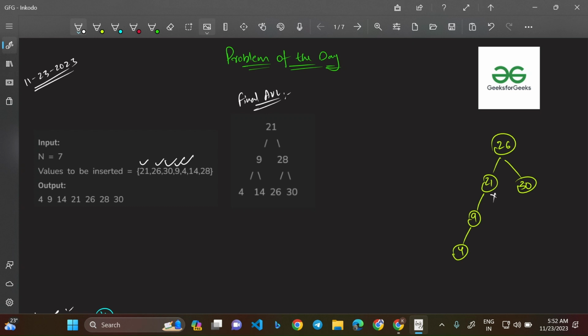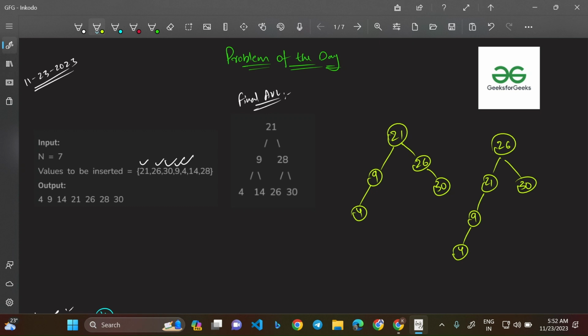Now we see that it's not being satisfied for this. So how are we going to change this? What we can do is we can just put 21 here, okay, 21 here, and to the right I'll be putting 26 and then 30, and to my left I'll be having 9 and I'll be having 4.